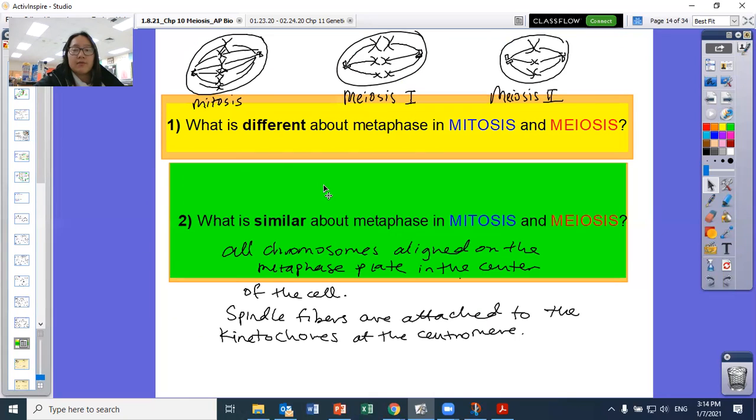What is similar about metaphase in mitosis and meiosis? Well, like I said, all chromosomes are aligned in the metaphase plate in the center of the cell. Right, they're always aligned in the middle in metaphase, and spindle fibers are attached to the kinetochores at the centromere, so they are attached to the middle of the chromosomes. And one more time to reiterate, Meiosis 1 is not that similar to mitosis, except for these facts. But Meiosis 2 is quite similar to mitosis, except for the fact that there is a diploid cell in mitosis and then a haploid cell in meiosis.